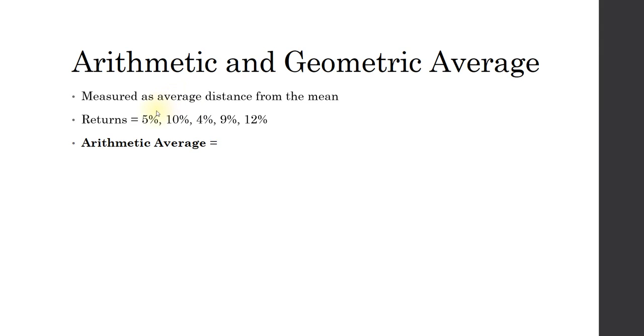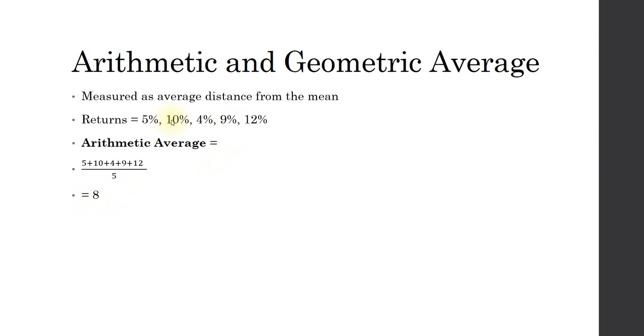So if we have, for instance, a set of returns such as 5%, 10%, 4%, 9%, and 12%, we can simply take the summation of those numbers and divide it by the amount of numbers in that series. So here we have 5 numbers, so we can take the summation and divide it by 5. And of course, that equals 8.